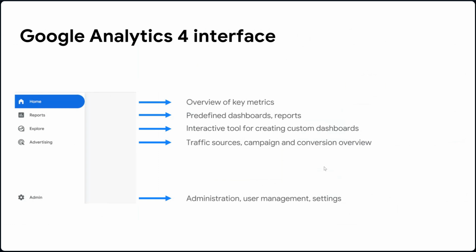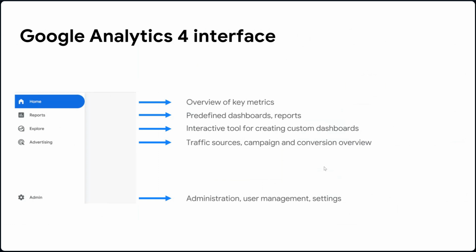Now, this is what the interface of Google Analytics 4 looks like. Again, for most of you, it's probably just a repetition, and we'll take a look at it together. I'll go into the interface and I'll show you exactly what I mean by this. But long story short, there are four tabs like this in the menu. The first one is a home tab, which is essentially an overview of key metrics. You can click on them and they will take you to different reports.